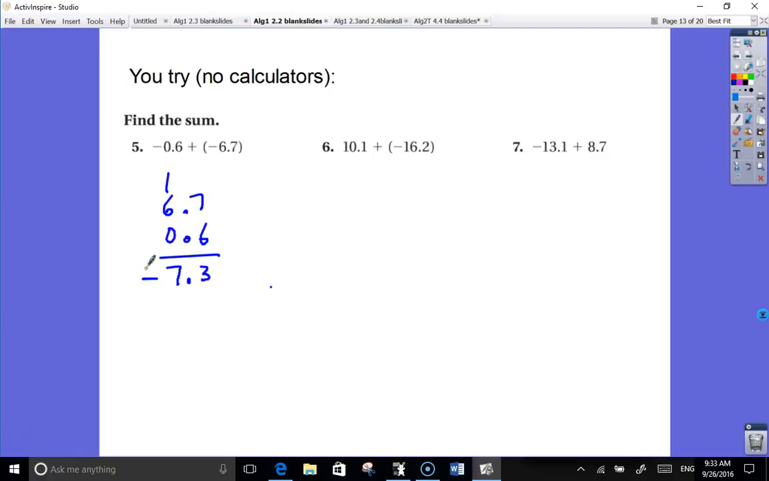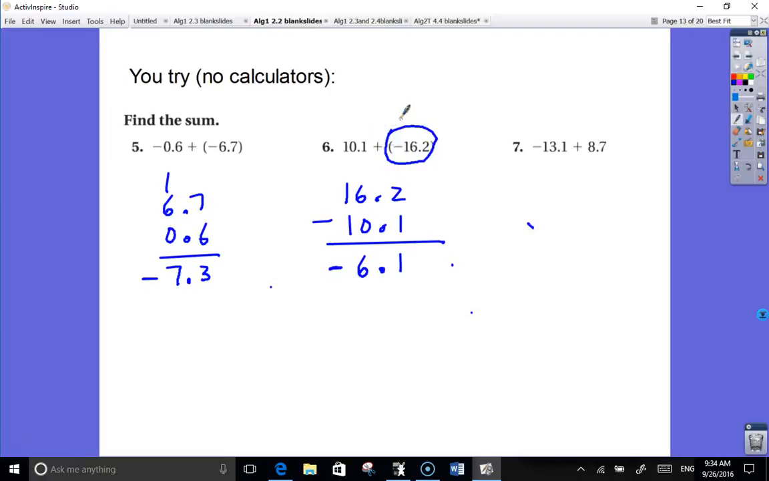Negative, because 16.2 has a greater absolute value, and it's a negative number. So what did the rules of addition say we should do? Subtract, right? Subtract the bigger minus the smaller. Okay, what is that? 2 minus 1? 1. Decimal point. 6 minus 0? 6. And then is the sign going to be positive or negative? It's going to be negative, right? Because this is negative, it's negative.